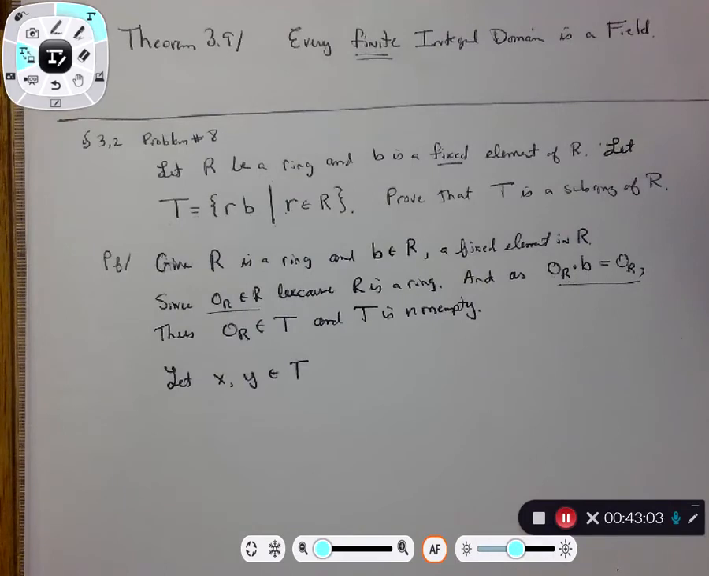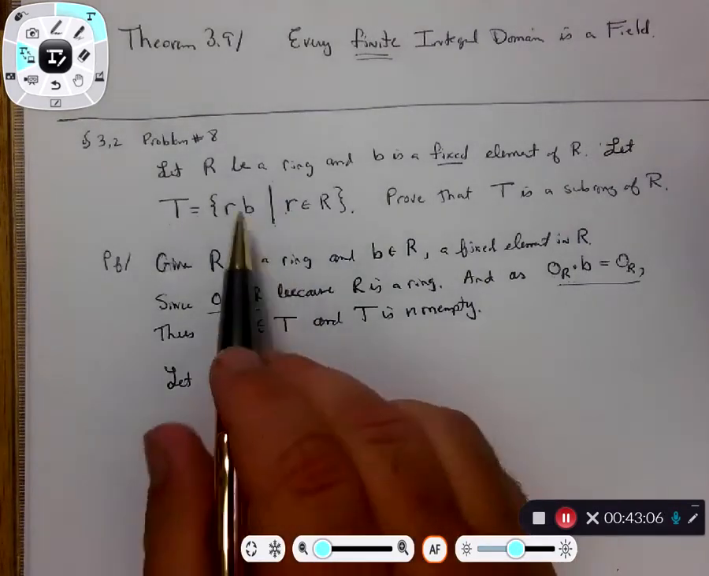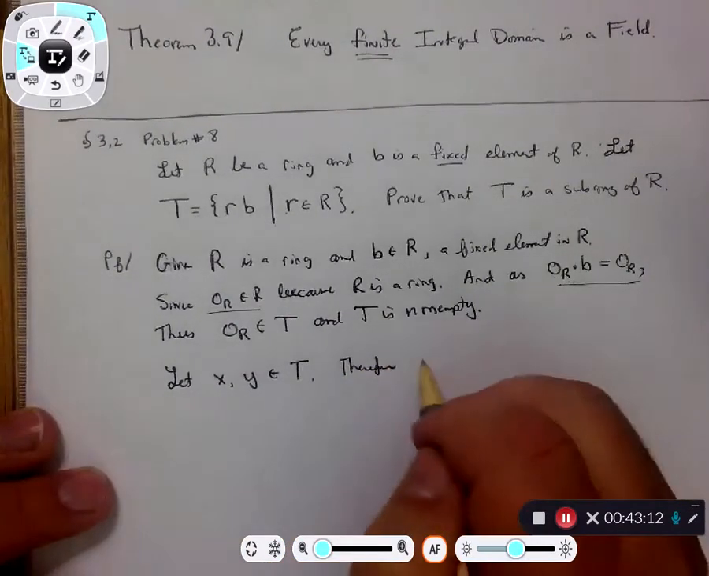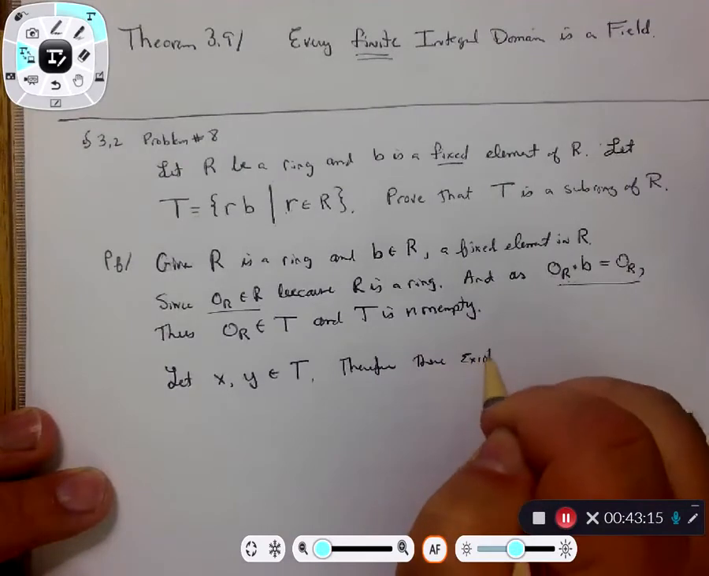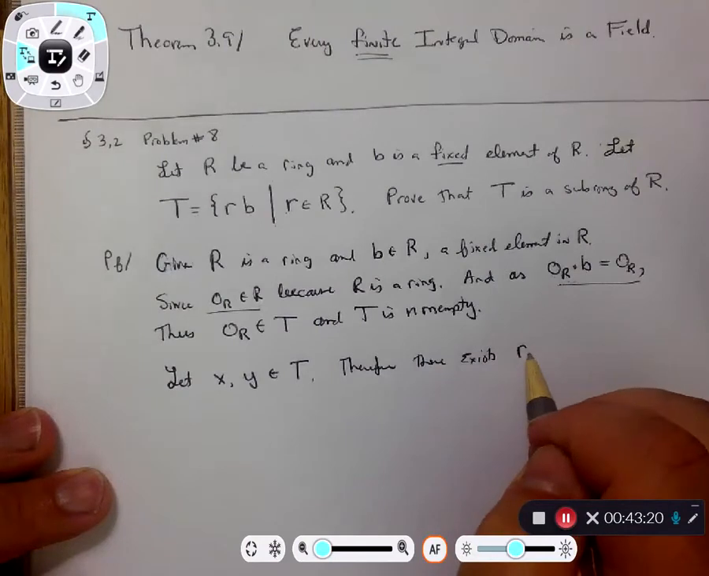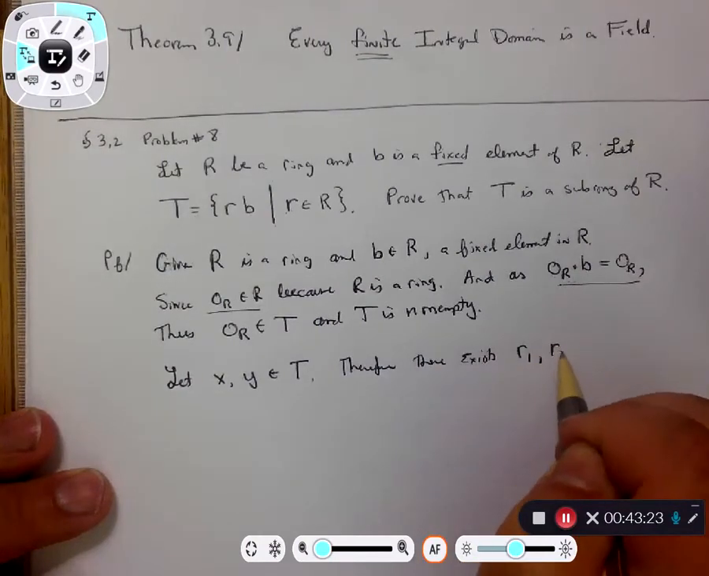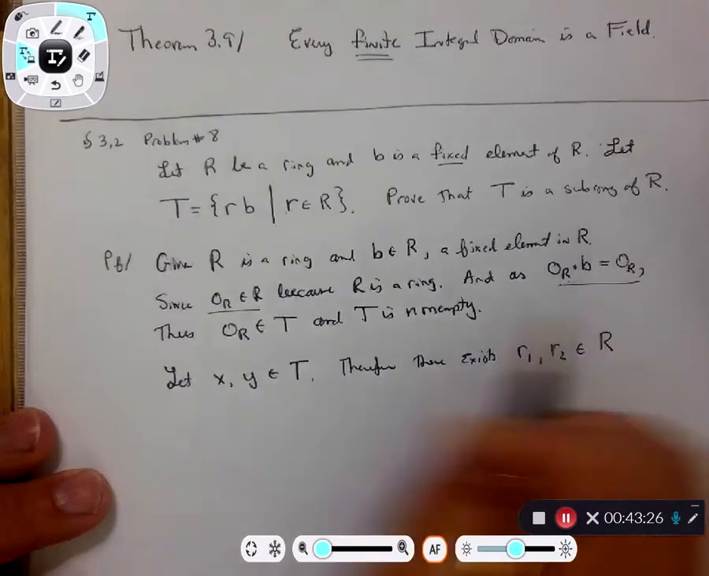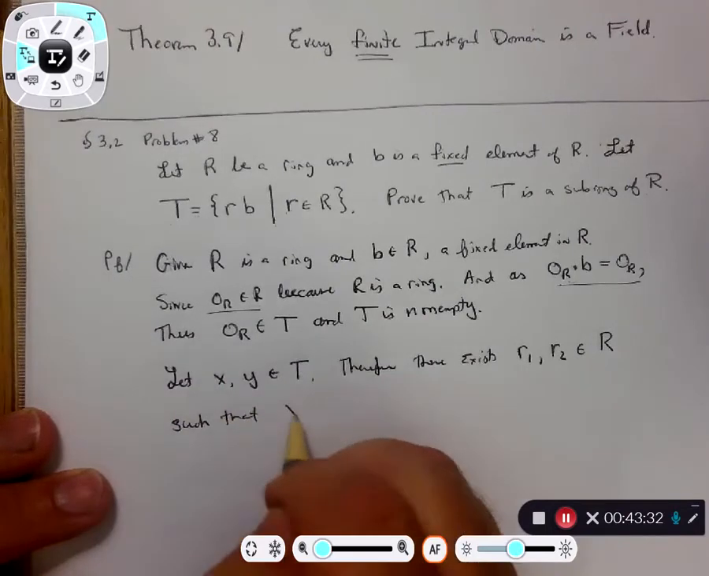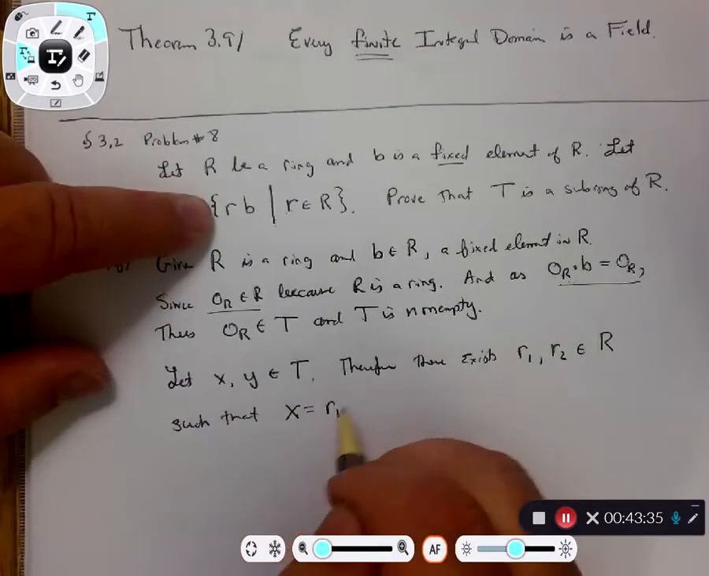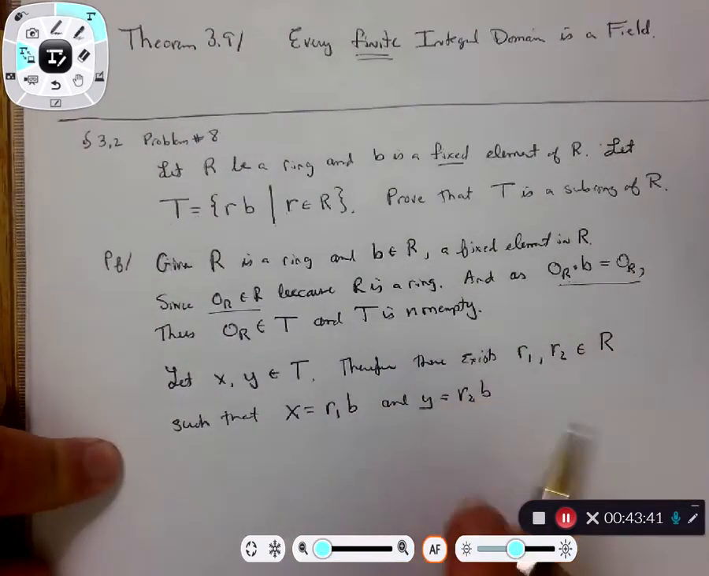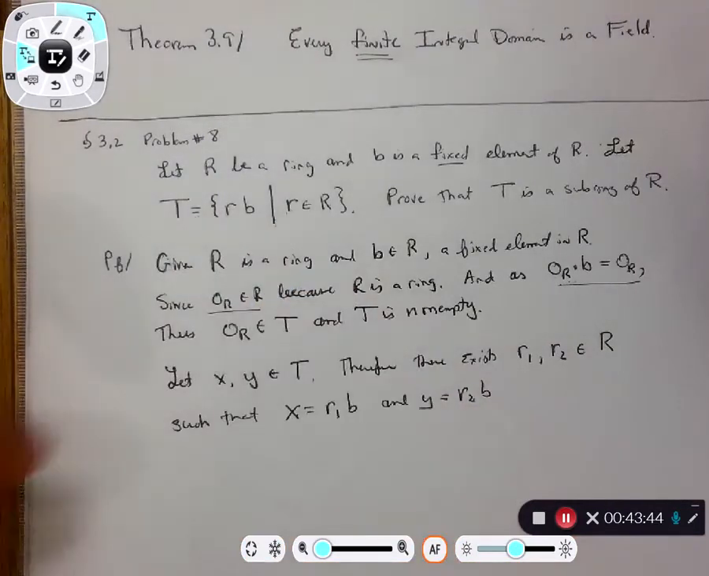So let X and Y be an element of T. But T has structure. Therefore, there exists, now to be inside of T, you've got to look like this, RB. So there exists an R, now this is where I go subscripts, R1 and R2 elements of R, such that X is equal to that first structure, R1 times B, and Y is equal to the other element, R2 times B. That's the structure to be inside of T.